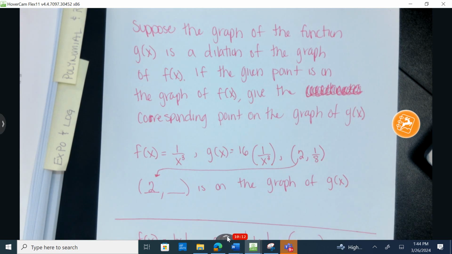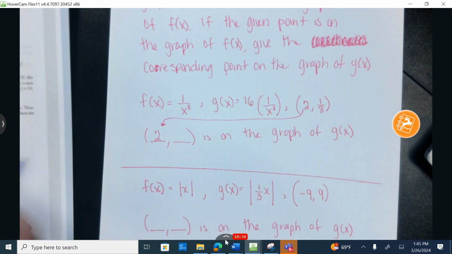Right, so if we're looking at these particular problems, suppose the graph of the function g of x is the dilation of the graph of f of x. If the given point is on the graph of f of x, give the corresponding point on the graph of g of x. So remember, we're going to have the same x values. So what am I doing? All right, so if I plug in 2 here, let me press pause here.